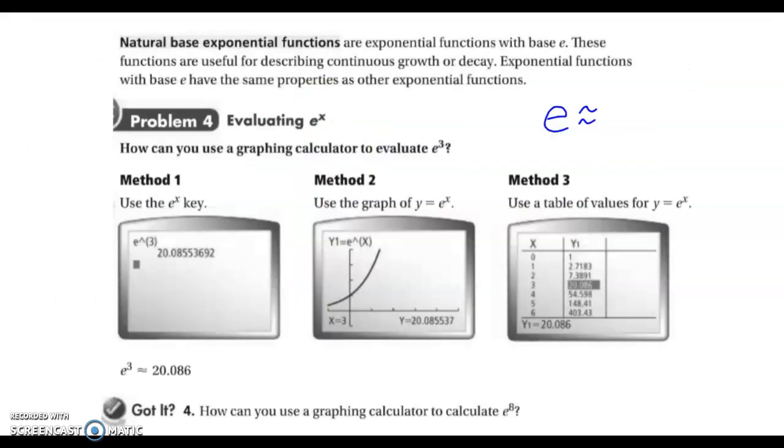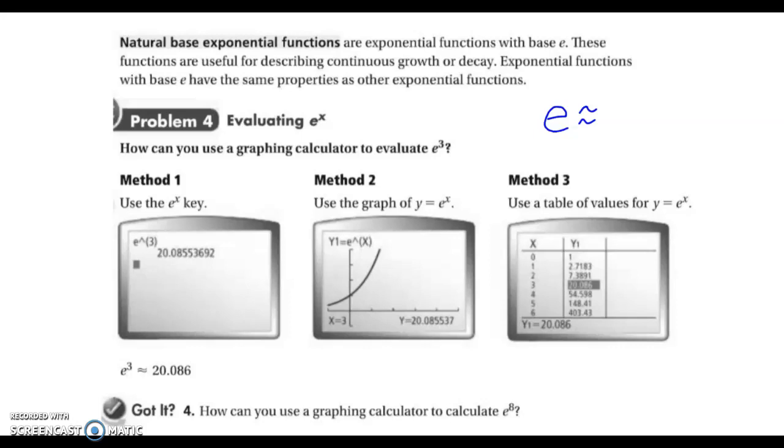Okay, natural base exponential functions are exponential functions with base e. These functions are useful for describing continuous growth or decay. Exponential functions with base e have the same properties as other exponential functions.